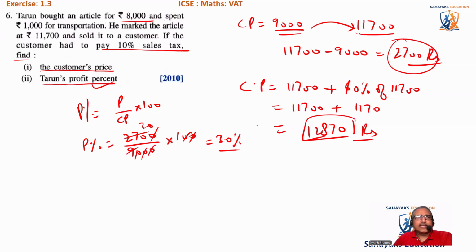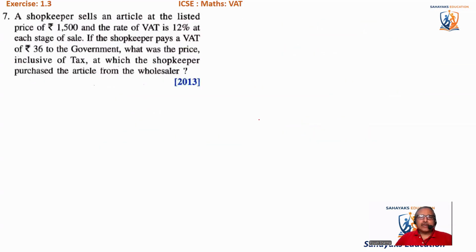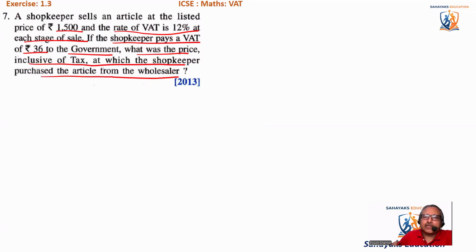Okay, coming to the next question. A shopkeeper sells an article at a listed price of 1500 and the rate of VAT is 12% at each stage of sale. If the shopkeeper pays a VAT of rupees 36 to the government, what was the price inclusive of tax at which the shopkeeper purchased the article from the wholesaler? Okay, see, when the shopkeeper purchased this, he paid a VAT of 36 rupees to the government. That means he has made an appreciation equivalent to 36 rupees of VAT.